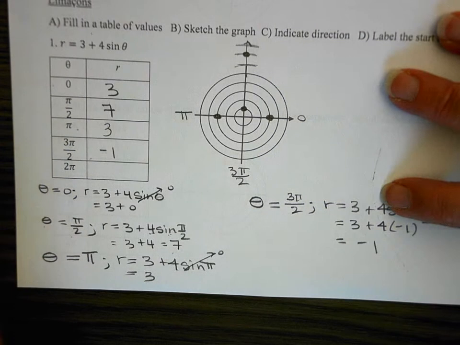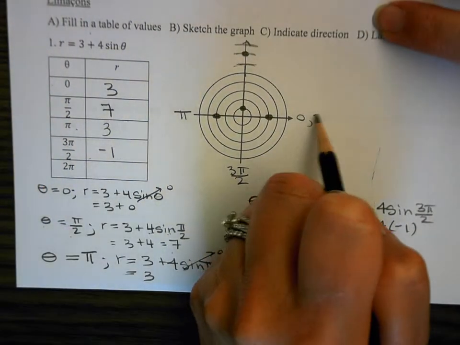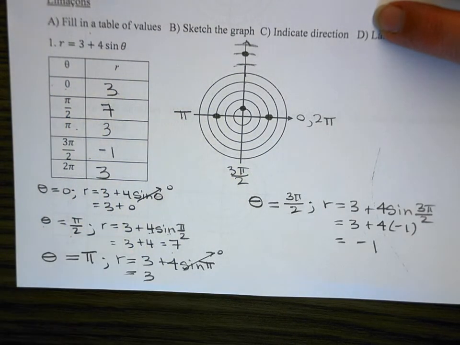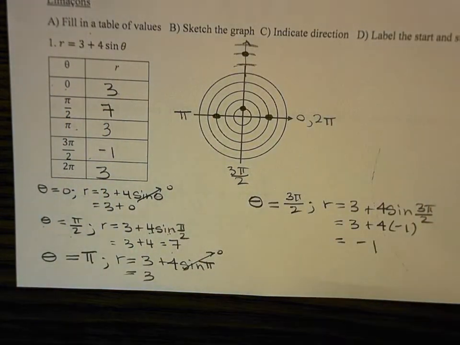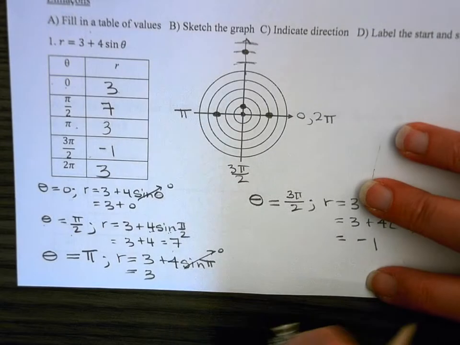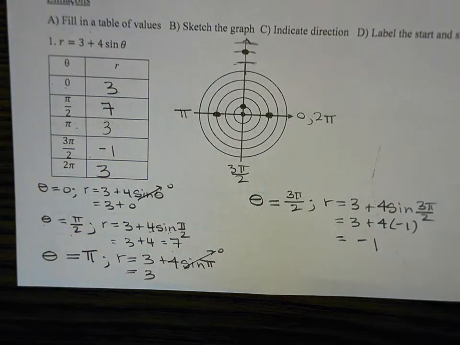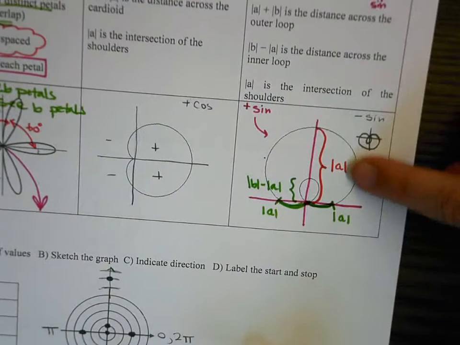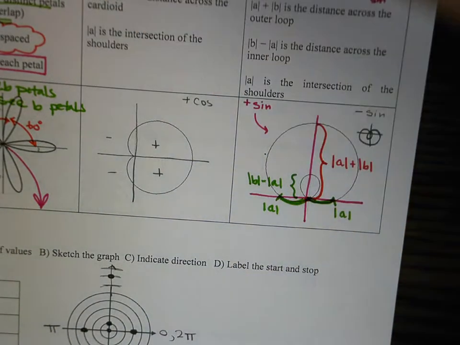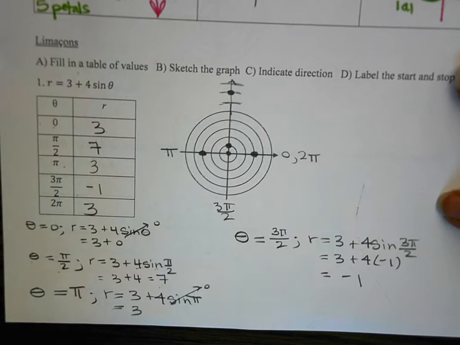And then I don't have to plug in 2 pi, do I? Because isn't 2 pi and 0 the same thing here? So I know if 0 gave me 3, 2 pi would give me 3 as well. Okay, all right, and then again, a limacon always goes through the pole. So I'm going to put an extra dot there. If I couldn't remember the rules of graphing, I always have that table of values in my back pocket to help me graph. And so this gives me enough points that I can go ahead and graph this.